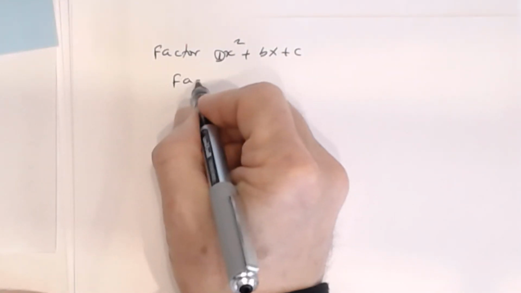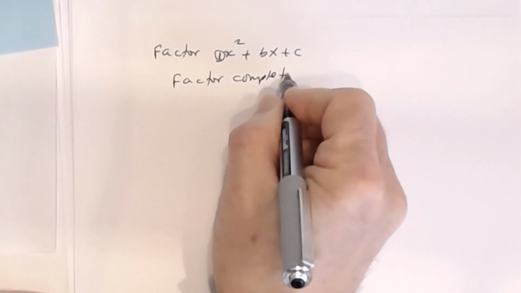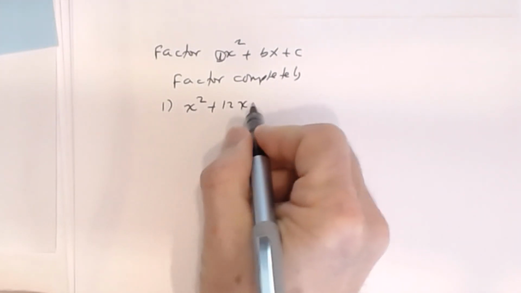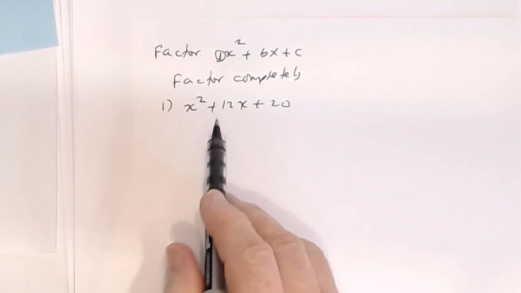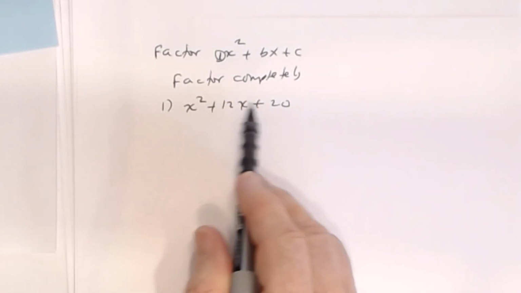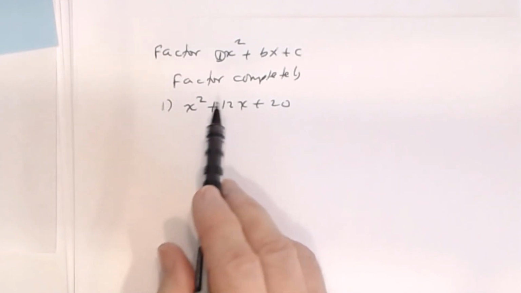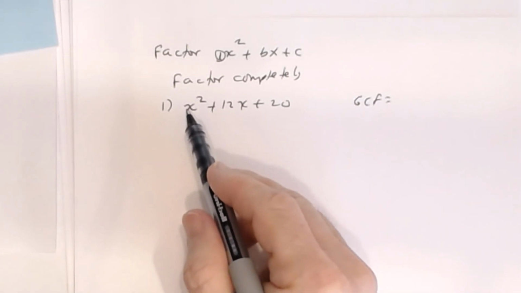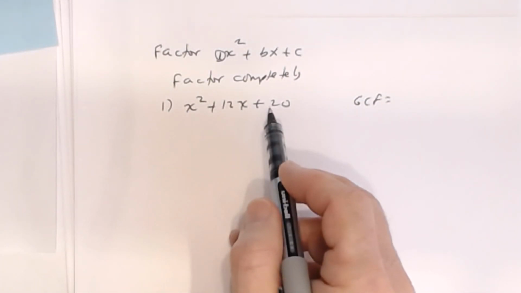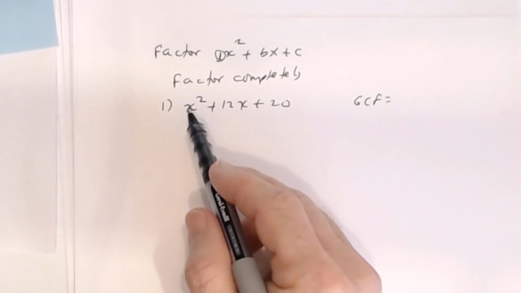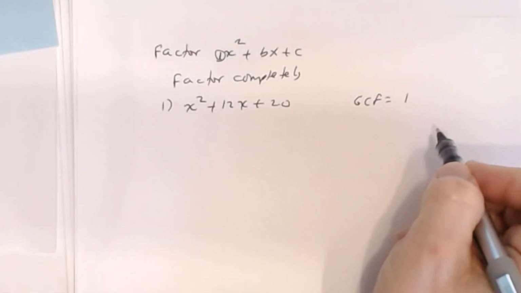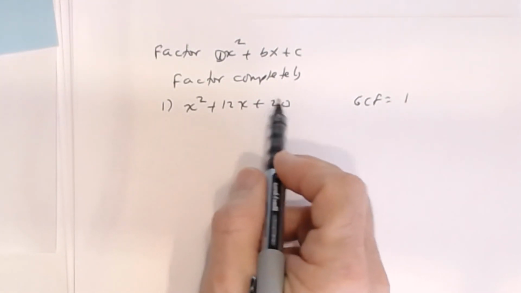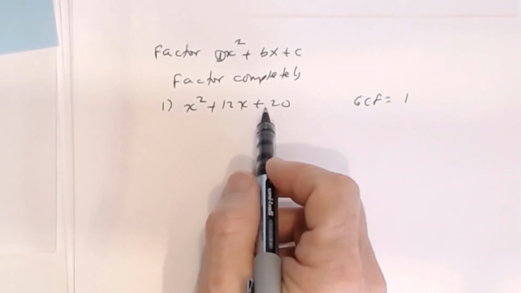But it'll say factor completely. So example number 1: suppose we had x squared plus 12x plus 20. Whenever you're factoring a trinomial, the first thing you always want to look for is the GCF. The three terms have coefficients 1, 12, and 20, so the GCF of those is 1.